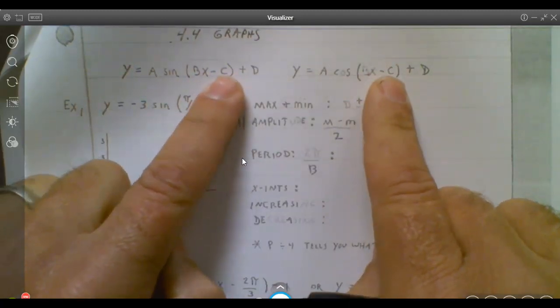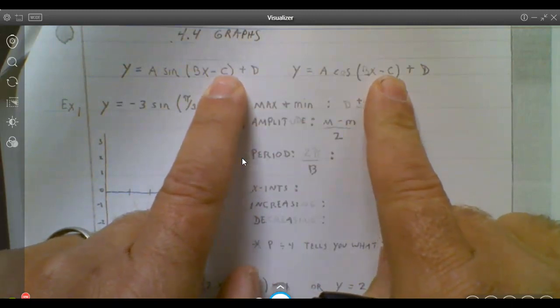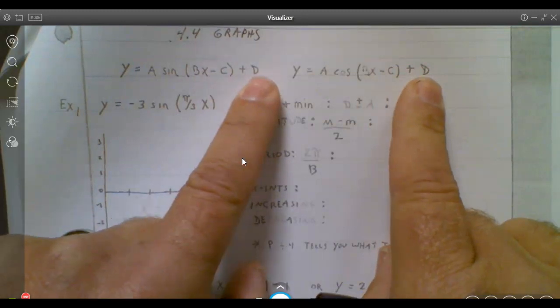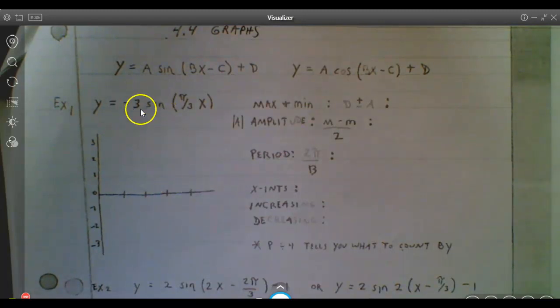The C values affect us as a horizontal shift, left or right. And the D is our vertical shift, up or down. Right? So those are all the transformation issues that we're going to run into with these. So here's the first one that we're going to look at.